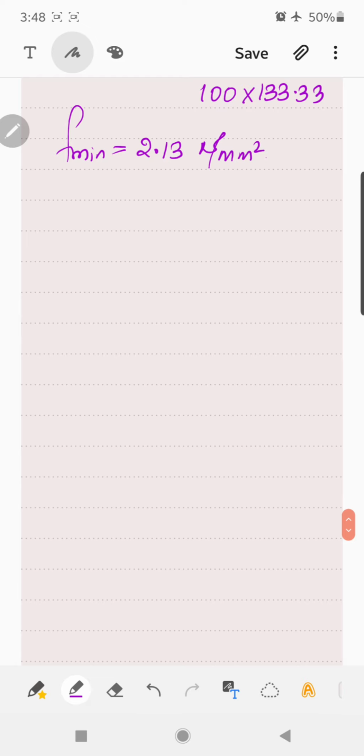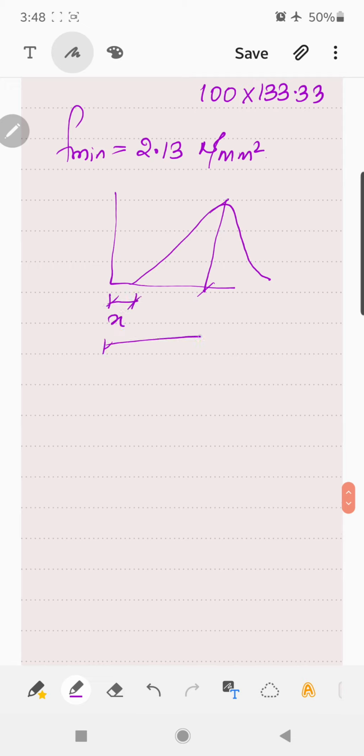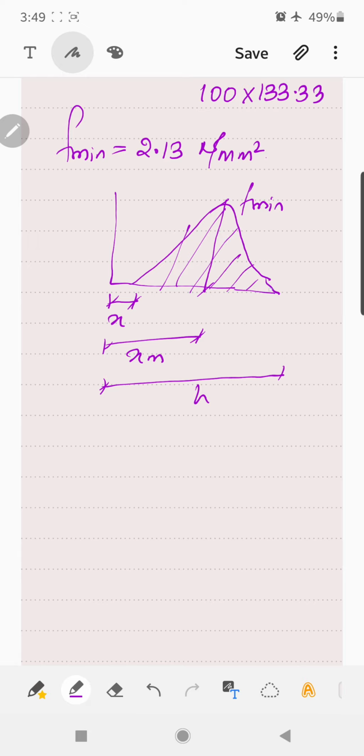You can draw the stress distribution diagram. This is the x value, this is the xm value, this is the h value, and this value is f minimum. You can show it in the figure. So this is the stress distribution.